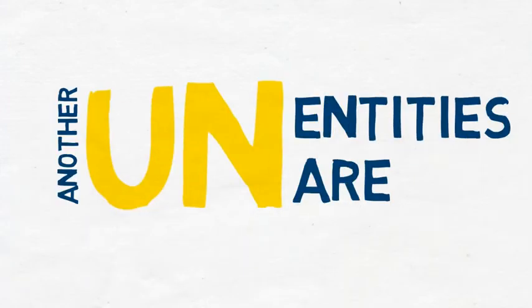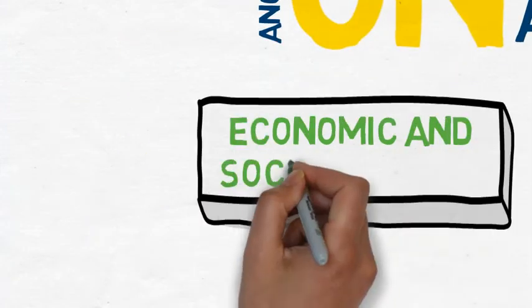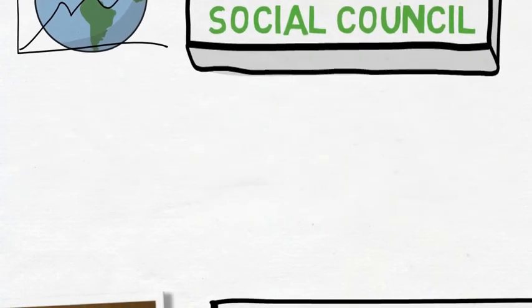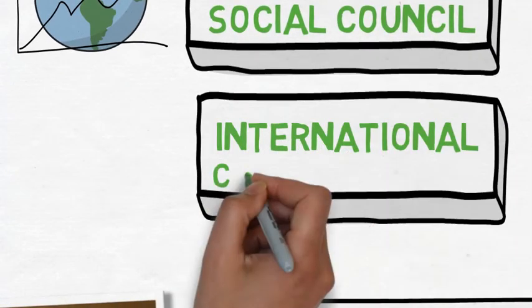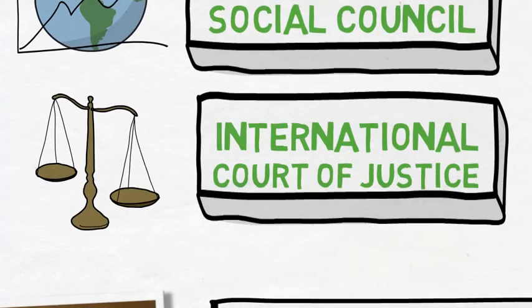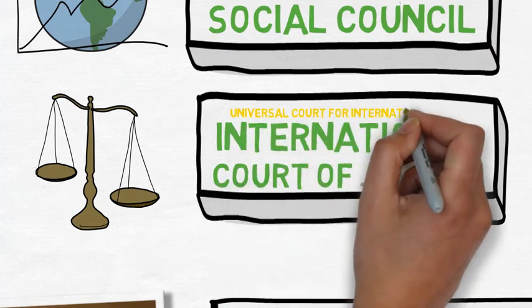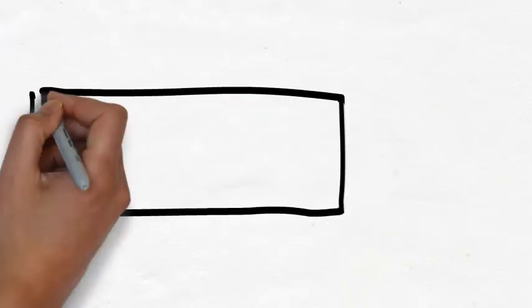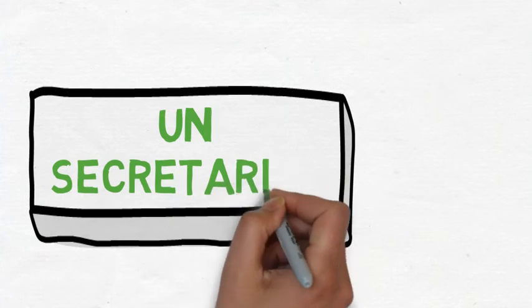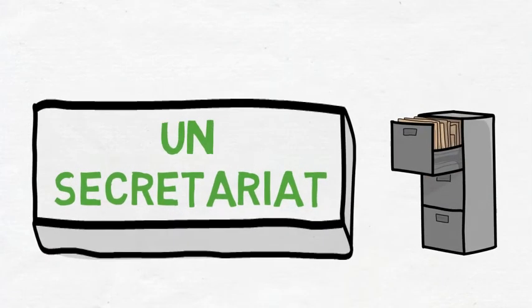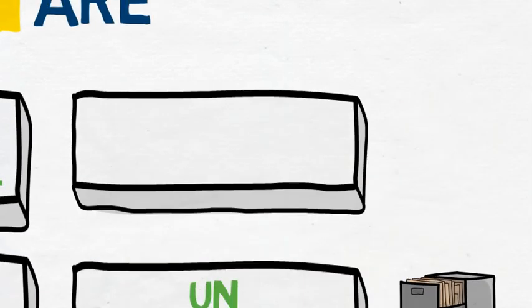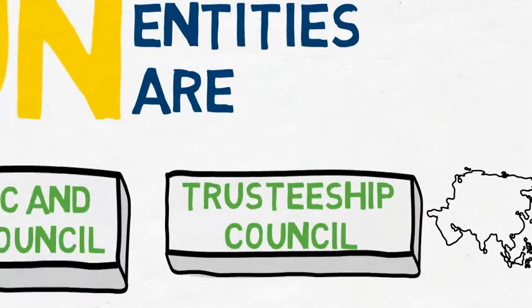And other UN entities are the Economic and Social Council, dealing with global economic and social affairs. The International Court of Justice, serving as the primary judicial branch of the UN and a universal court for international law. The UN Secretariat, which is the administrative organ of the United Nations. And the Trusteeship Council, which, however, no longer meets.